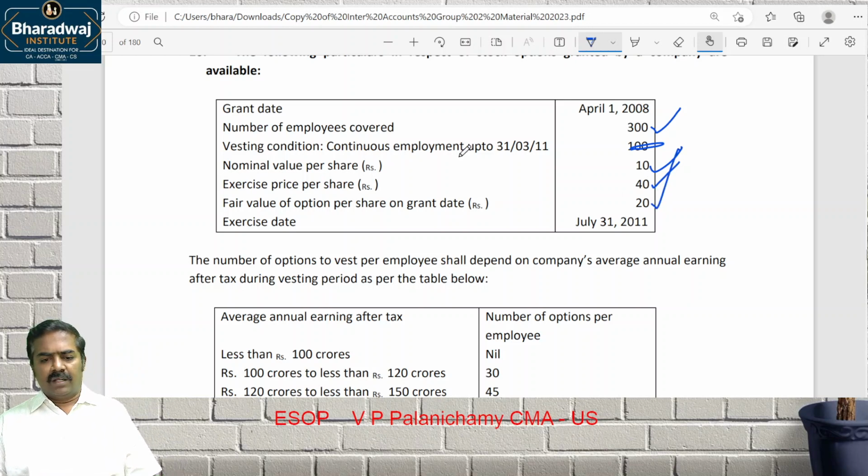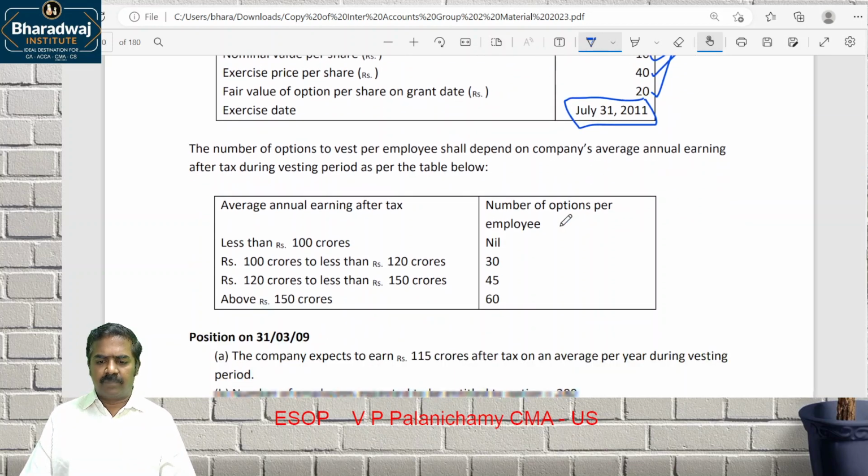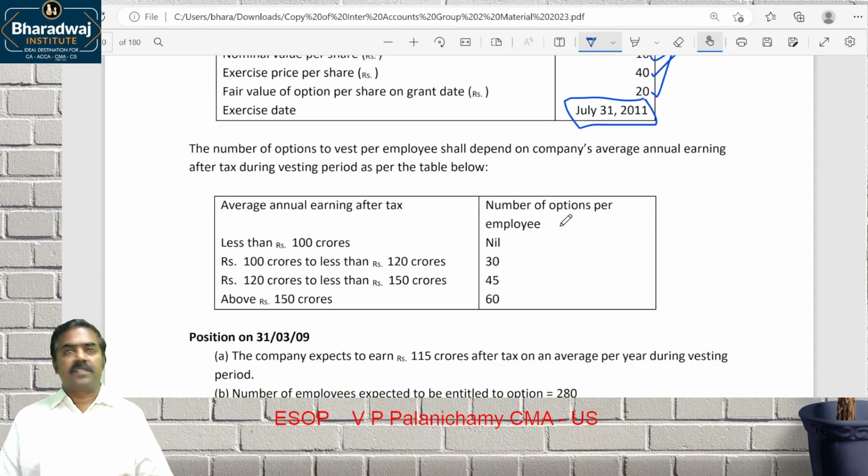20. You should be in continuous employment up to 31st March 2011. So how many years covered? 2009 to 2011, 3 years covered. Okay, please strike out that 100. But options are exercisable in July 2011. But number of options are not given.